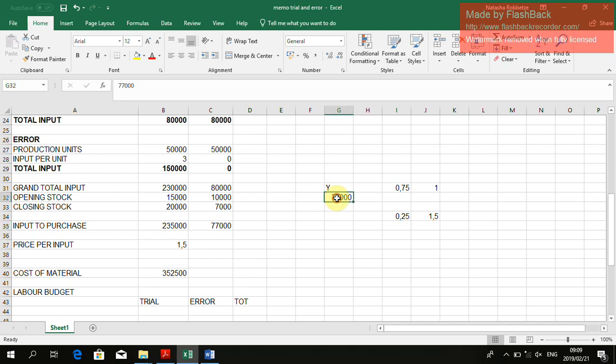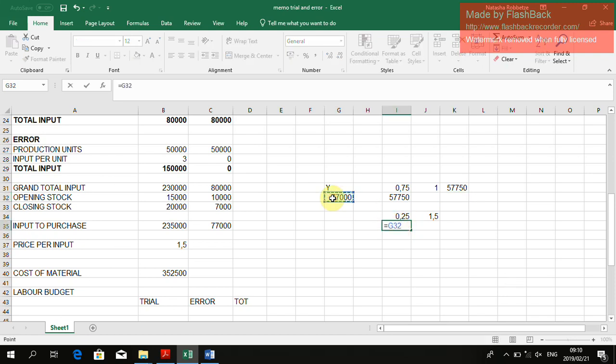So I'm going to say 77,000 times 75% gives me 57,750 kilograms, and that needs to be multiplied by a price of R1. So that will simply be the same. That will give me 57,750 rand.